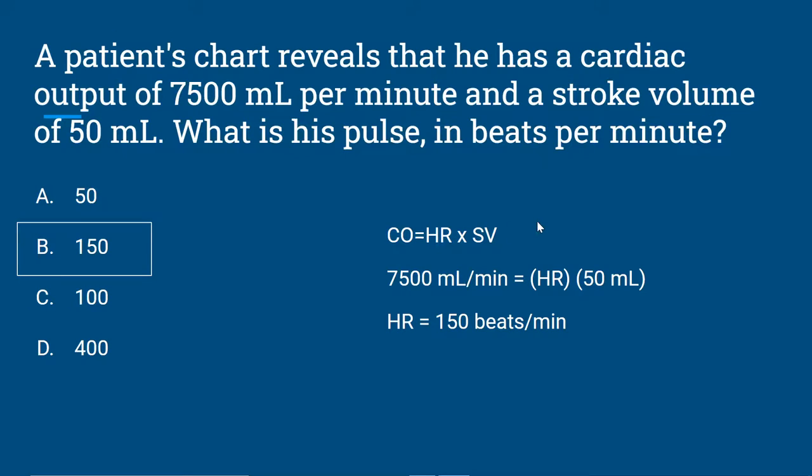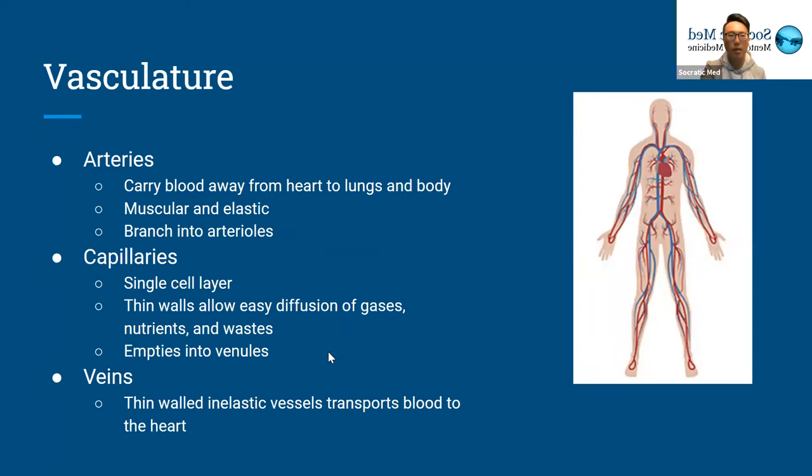All right, I'm going to move on to the next slide. I'm going to go over the rest of the cardiovascular system. The vasculature is all the blood vessels in your body, and you have a lot of different kinds. We'll start off with the arteries. These carry blood away from the heart to the lungs and the body. You can remember A for arteries, A for away.